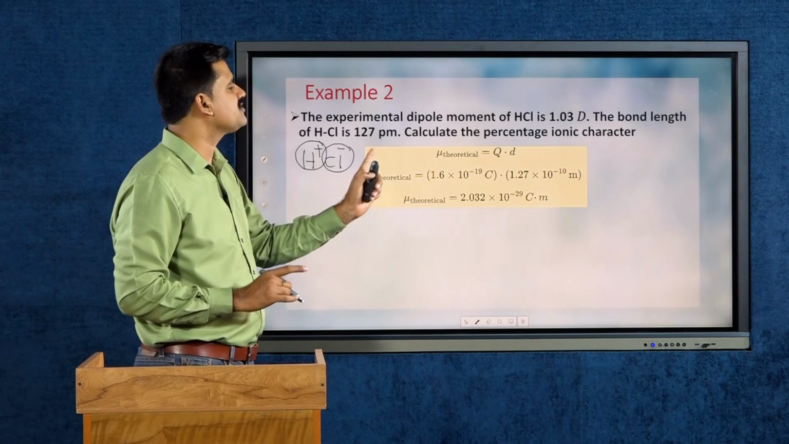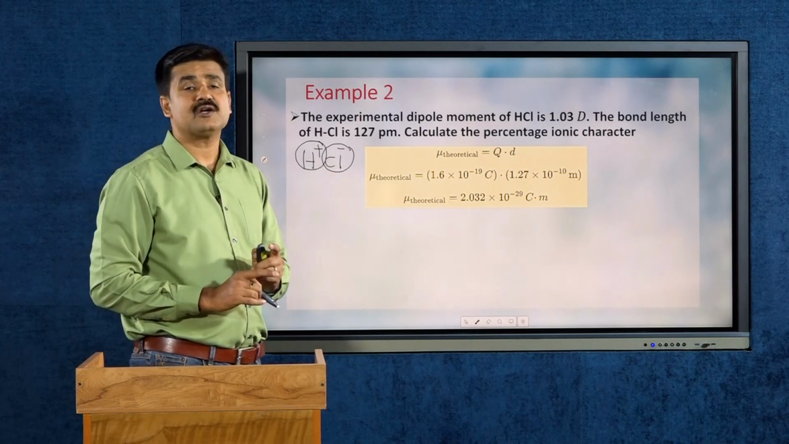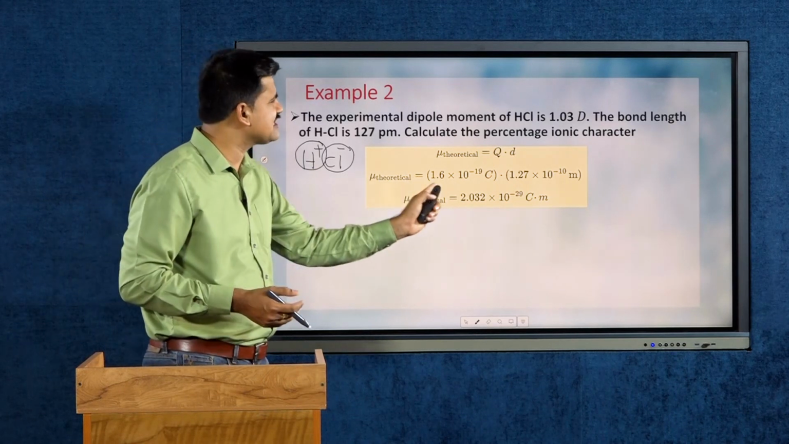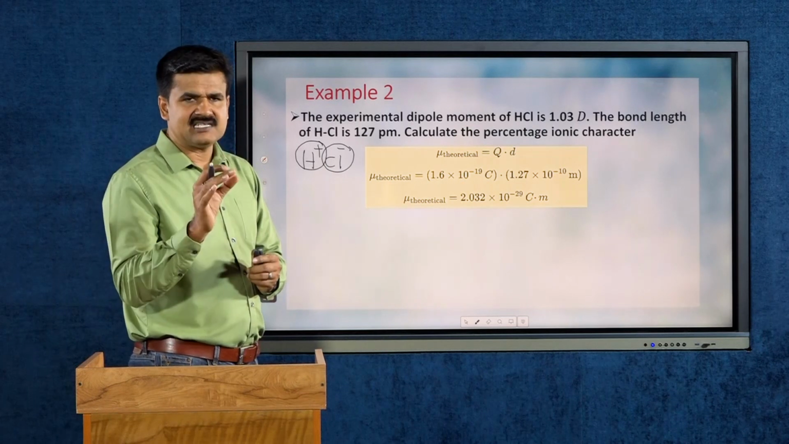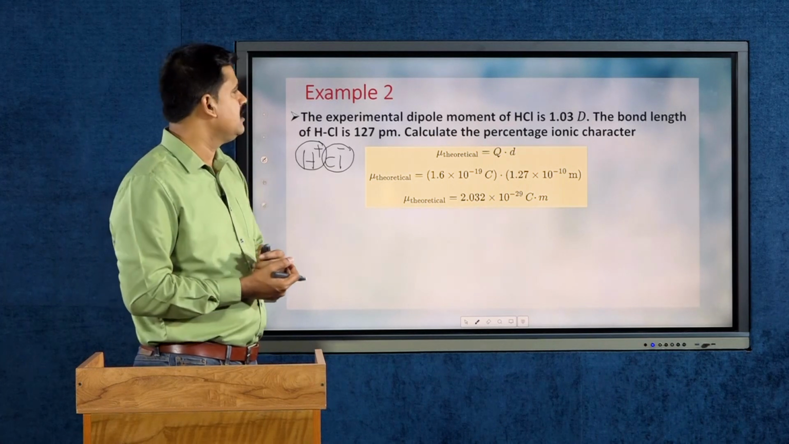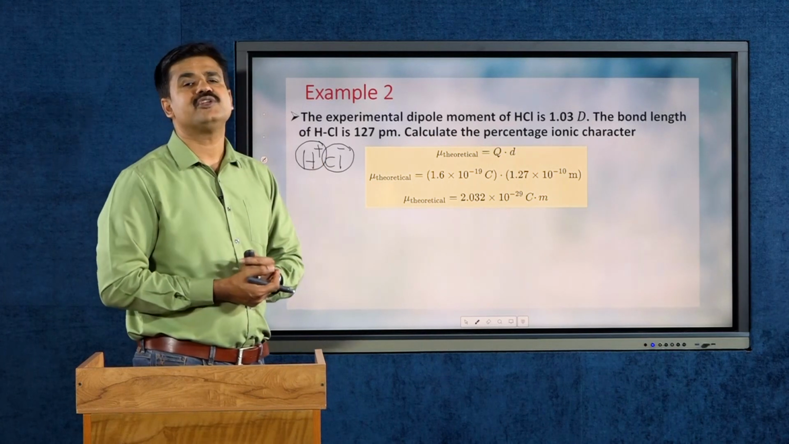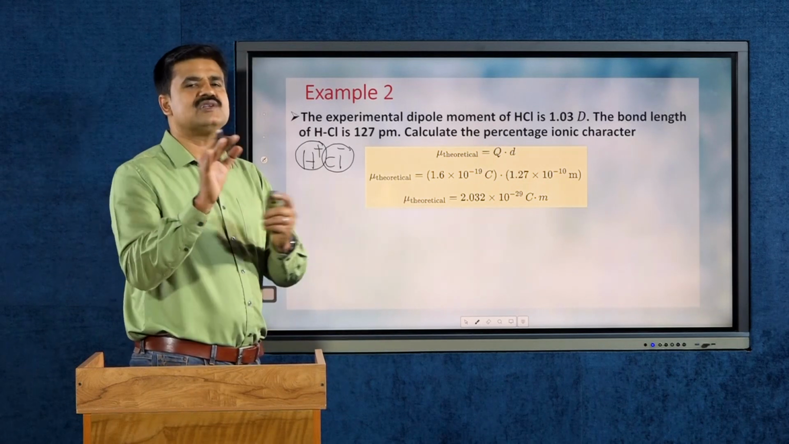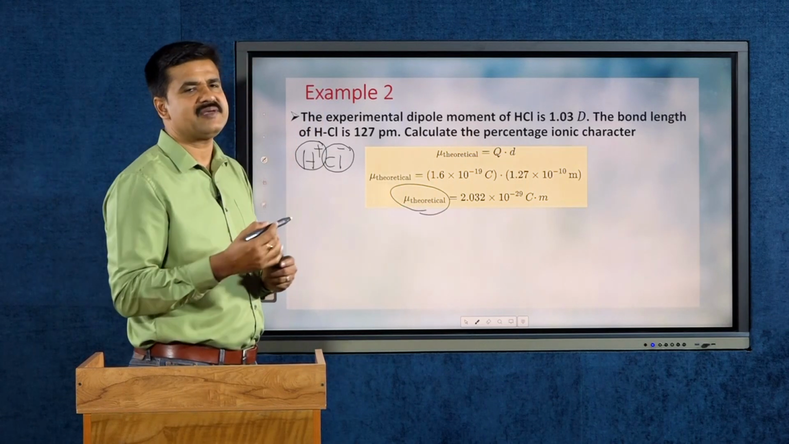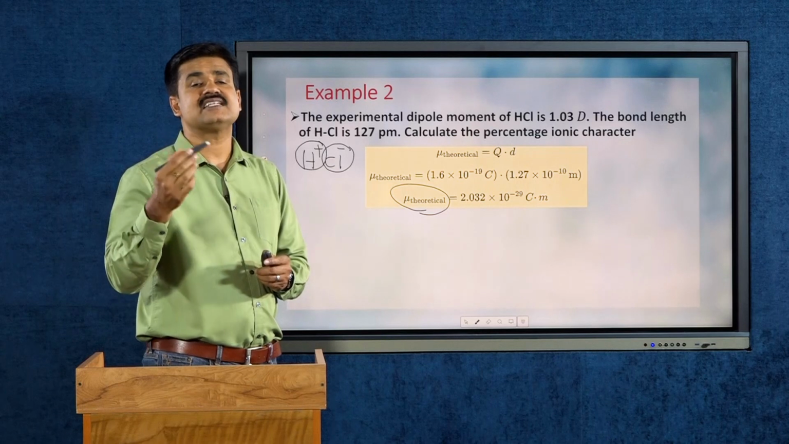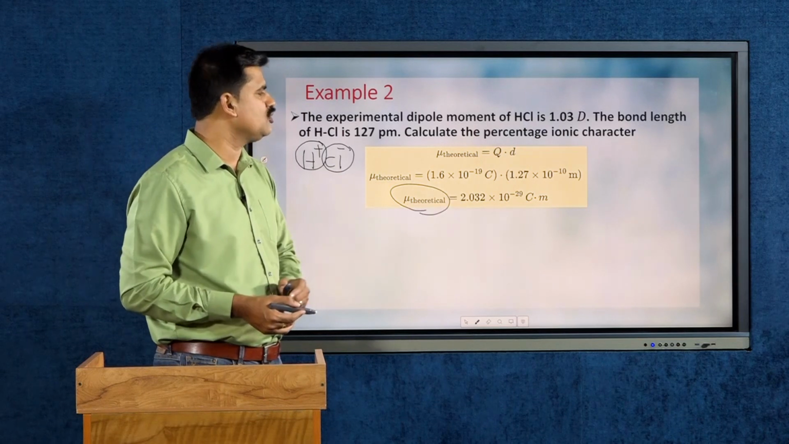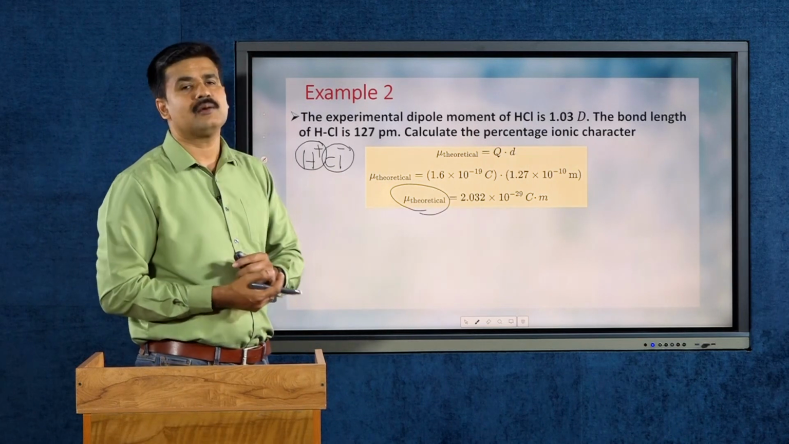So, the magnitude of the charge is the charge of an electron. You know, the charge of an electron is 1.602 into 10 raised to minus 19 coulombs, or simply you can take it as 1.6 into 10 raised to minus 19 coulombs. And the distance between them is already given, that is the bond length, equal to 127 picometer, which is 1.27 into 10 raised to minus 10 meter. On simplification, you will get mu theoretical, which is the same as mu ionic, the dipole moment for a 100% ionic compound, equal to 2.032 into 10 raised to minus 29 coulomb meter.